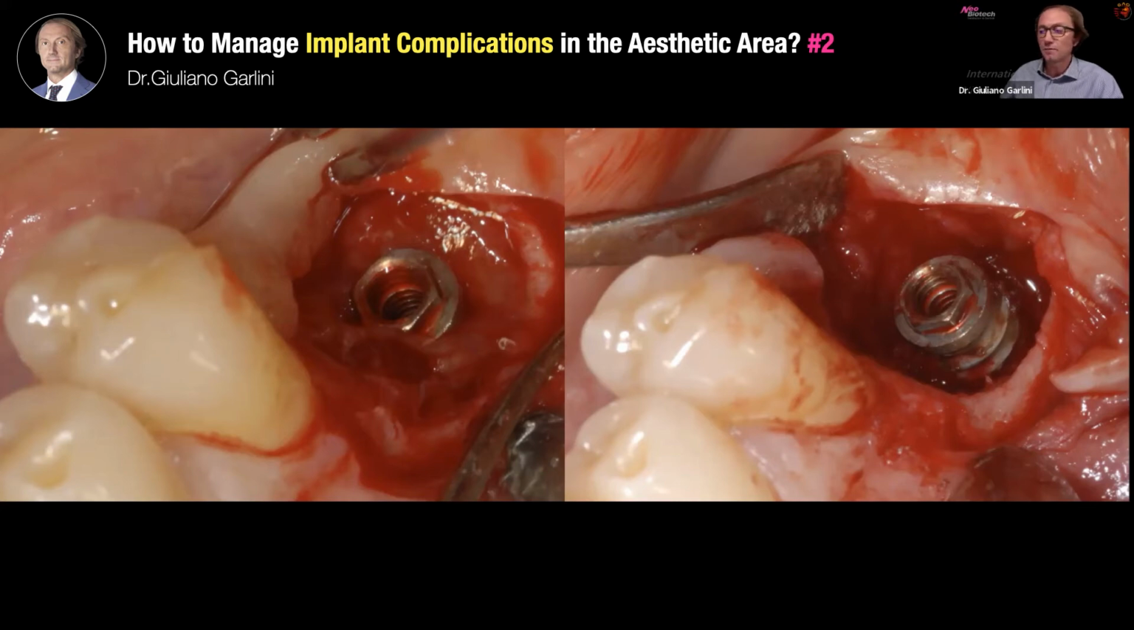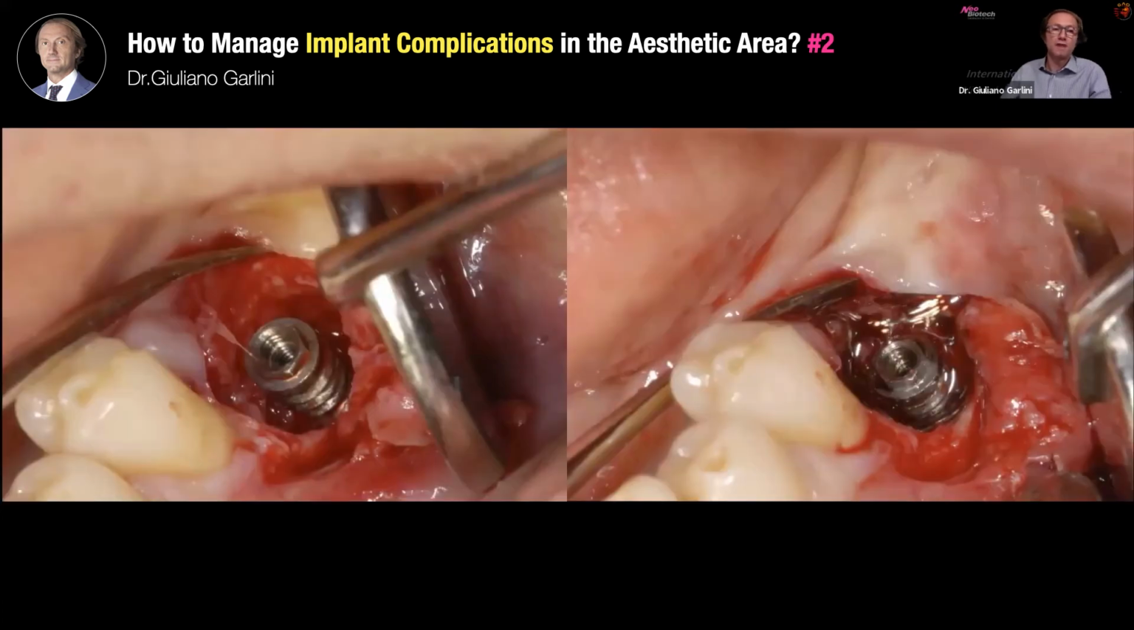So on the right, you can see the situation just after removing the granulation tissue, but let me show you on the left how clean the implant was after I utilized the rotating instrument. So with the rotating instrument, it was easier to remove all the debris from the implant itself and to decontaminate the surface of the implant after the cleaning, here on the right with Oxone.